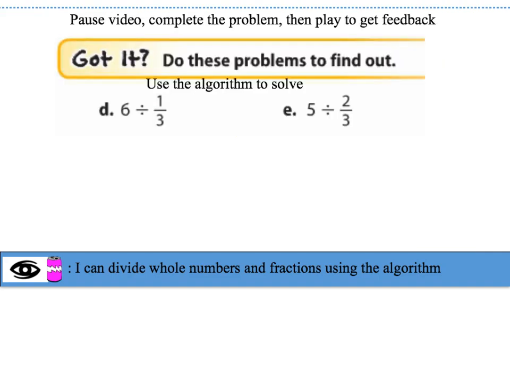Let's practice. Pause the video, complete the got it problems, then go back to check your answers. Now that you completed problem D, the correct answer should have been 18. And problem E, the correct answer should have been 7.5.